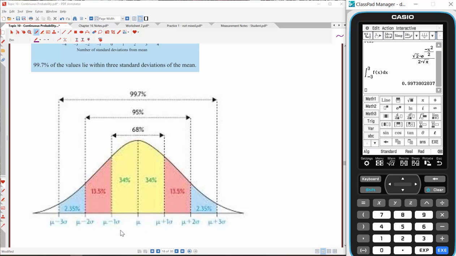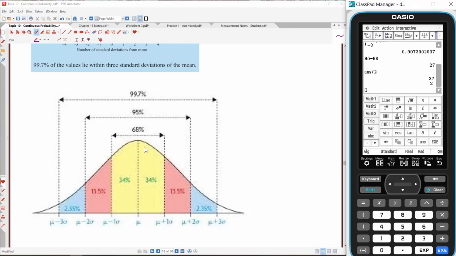Now the other thing I know is 2 standard deviations is 95%. If I remove 68 from that, I'm going to be left over with 95 take away 68, which is 27. So that means that this area here and this area here must total 27, and half of 27 is 13.5. So the area between 1 and 2 standard deviations above the mean is 0.135. This one here would also be 0.135 by symmetry.